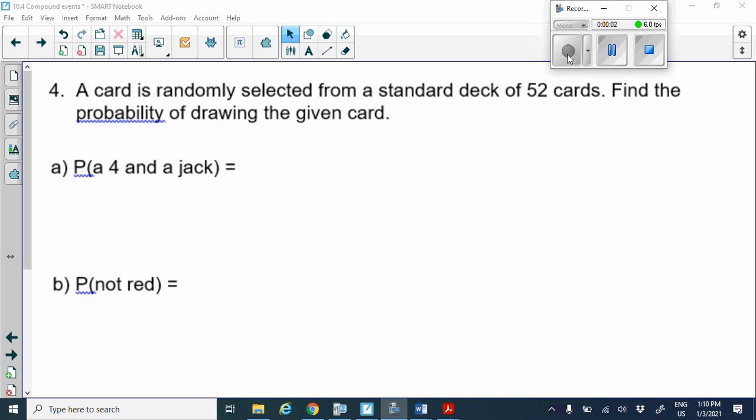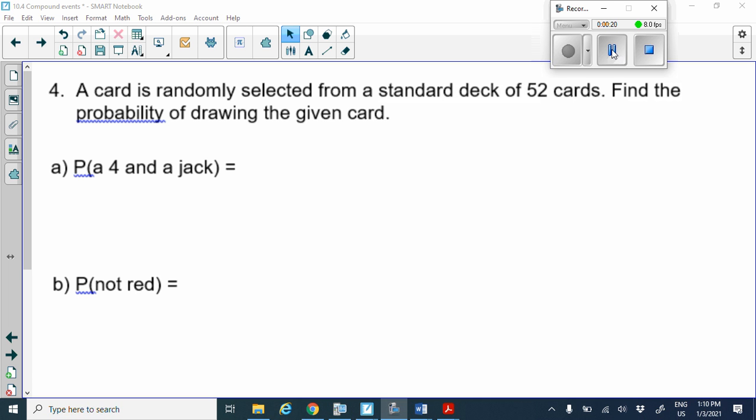Hey guys, so here's part 2 of the 10.4 notes. We're going to continue with our compound events. Now make sure that you have the card handout handy and then maybe the dice. Remember, you can find all that on Schoology in our 10.4 folder.